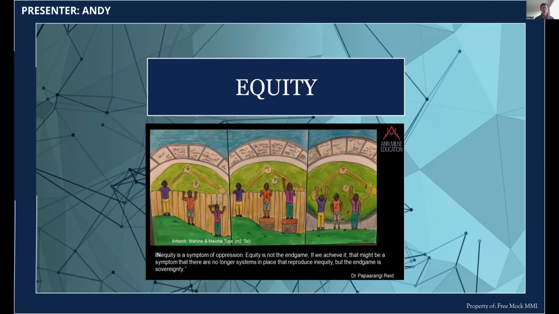And equity, on the other hand, would involve giving the poor person more support so that you reduce that gap between the rich and the poor. And that's what equity is about. And next, please.